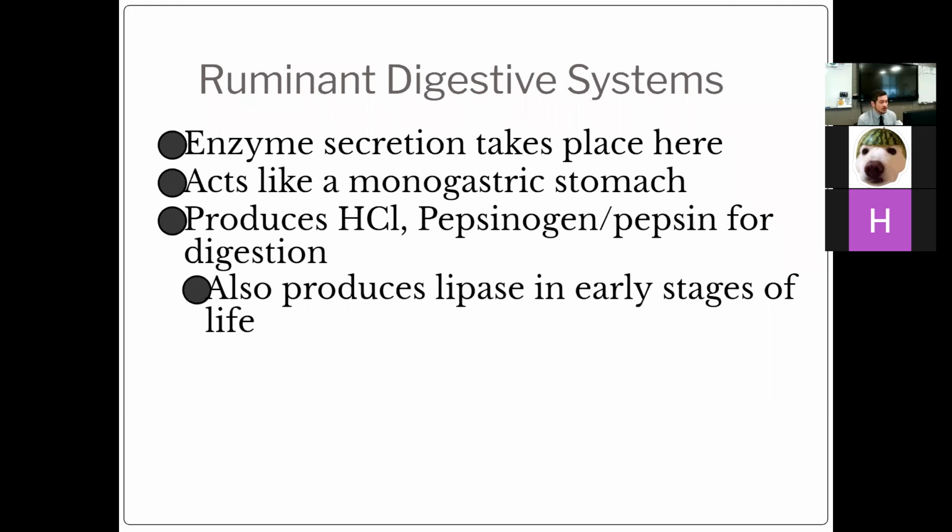So I'm hoping that you can use context clues. Can anybody tell me what lipase does? What does lipase do? Another hint, we actually would produce lipase in the early stages of our lives as well.